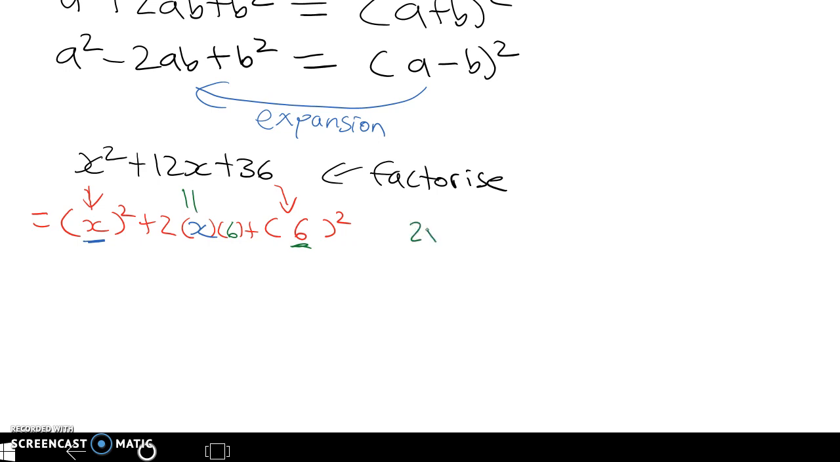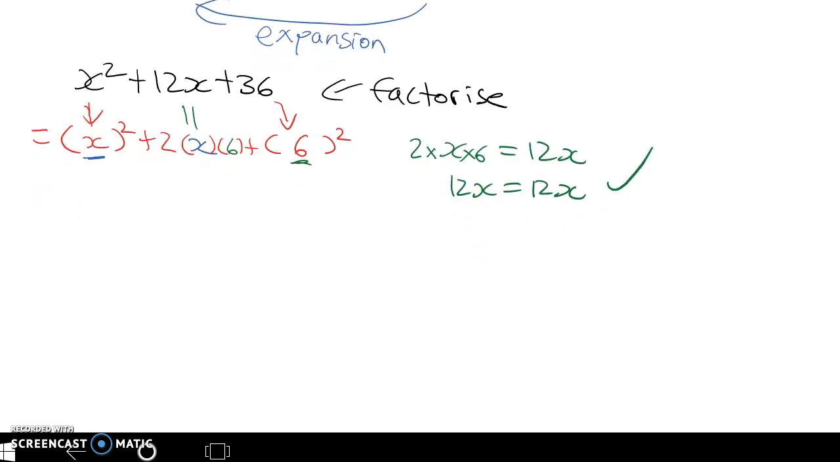So does 2 times x times 6 equal 12x? I can work that out, which it does. Success. So we know that we can use the perfect squares factorization here. Once we've done that, we can go straight to putting our first number in the first position, and our second number in the second position, all squared. Okay, so that's the first example.